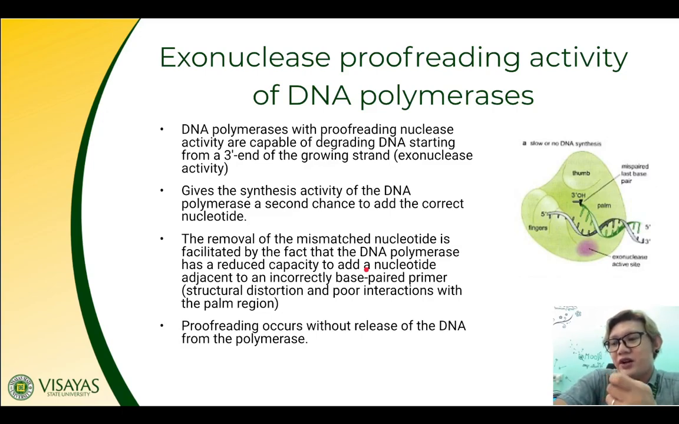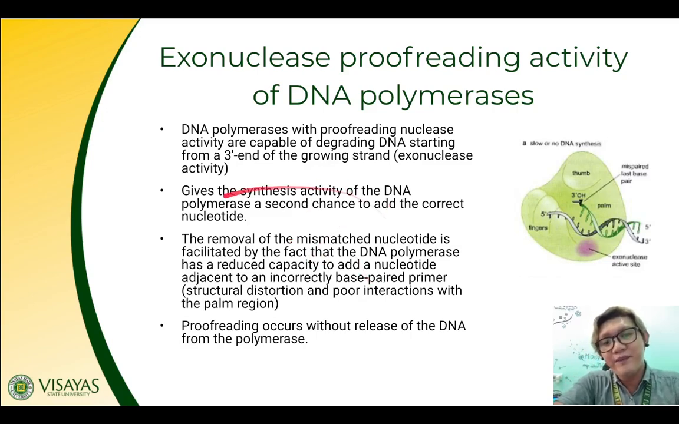It can check whether there is a mistake or not. So it has a proofreading nuclease activity which is capable of degrading DNA starting from the 3' end of a growing strand. So we call it the exonuclease activity. So it gives the synthesis activity of the DNA polymerase a second chance to add the correct nucleotide.